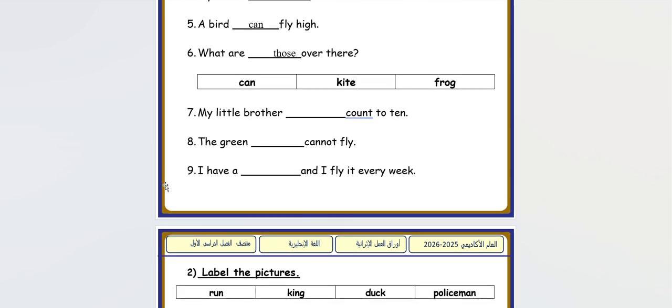And finally, we move to the last 3 questions, number 7, 8, and 9. My little brother can count to 10. Question number 8. The green frog cannot fly. Question number 9. I have a kite and I fly it every week.